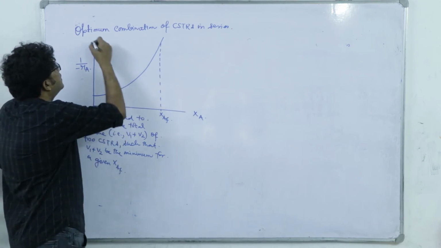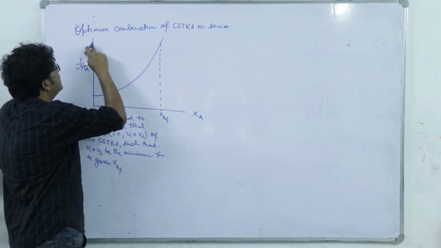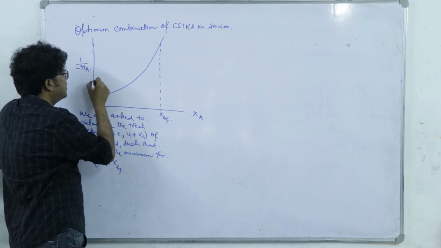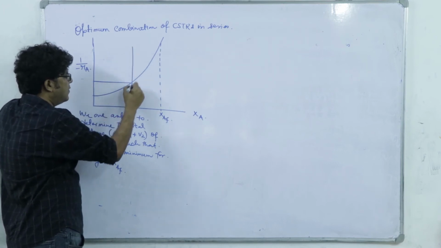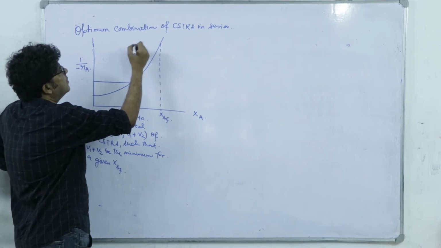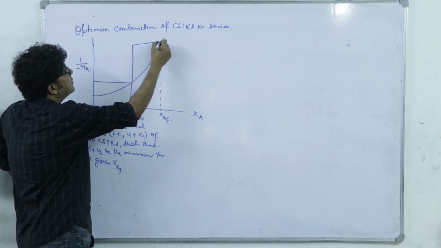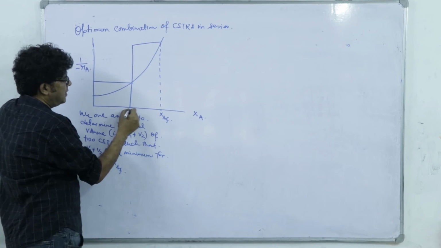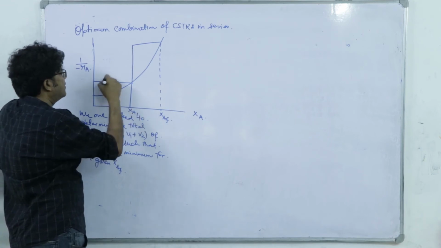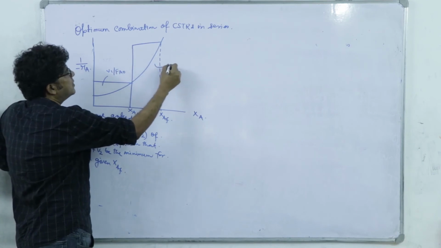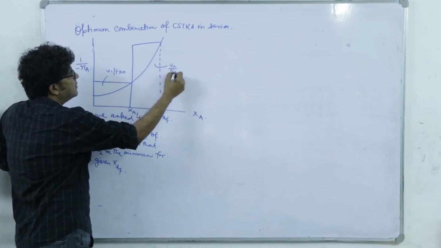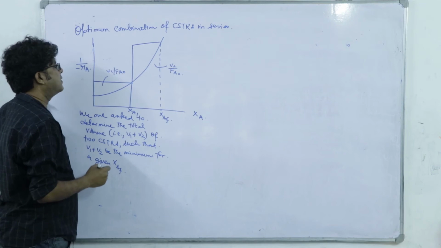So we know that here if I am using 2 CSTRs, the V1 V2 proportional area will be like this, okay, and the intermediate conversion is Xa1. So this one is V1, this area is V1 by Fa0, this is V2 by Fa0, right.